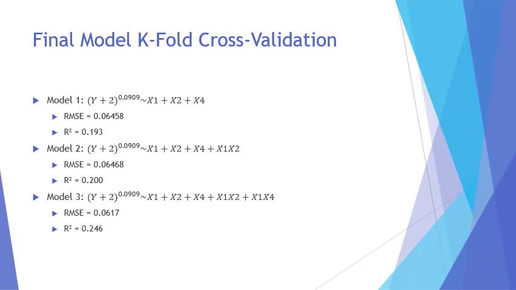3 models were compared. The first one is without the interaction terms, the second one is with just one interaction term between x1 and x2, and the third model is a full final model. According to this cross-validation, the final model with all 5 predictor terms has the lowest root mean square and highest R-squared value, indicating that it is the best choice among the tested models.